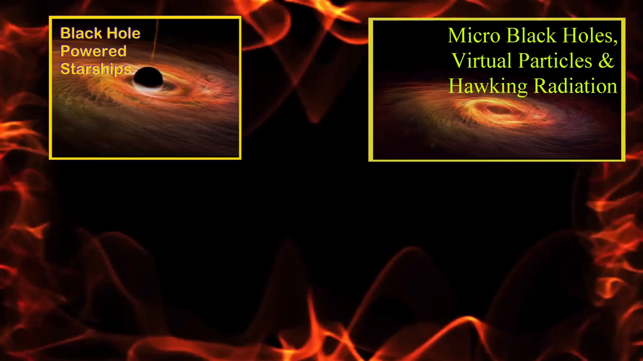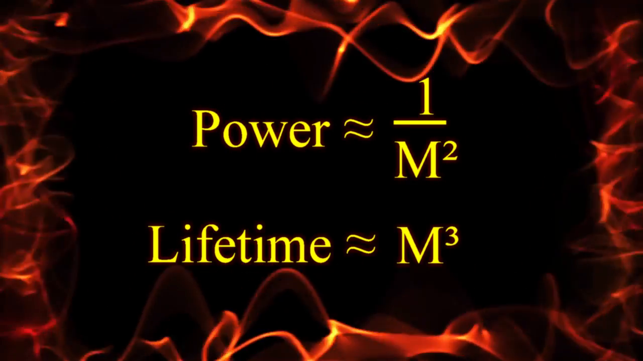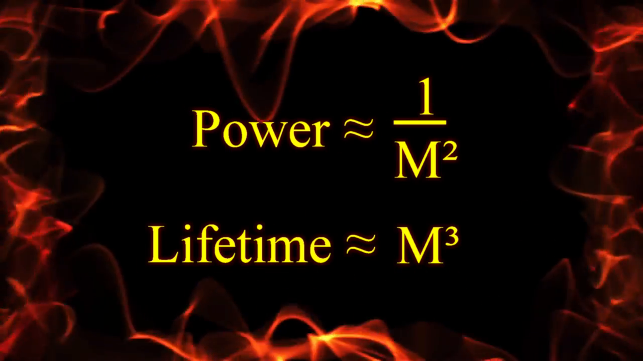The giant monster-sized ones in the centers of galaxies emit so little of it that you need a trillion years to collect enough energy to turn on a little LED light for a fraction of a second. Alternatively, the small ones gush out power so fast they burn out their entire mass in very short times.